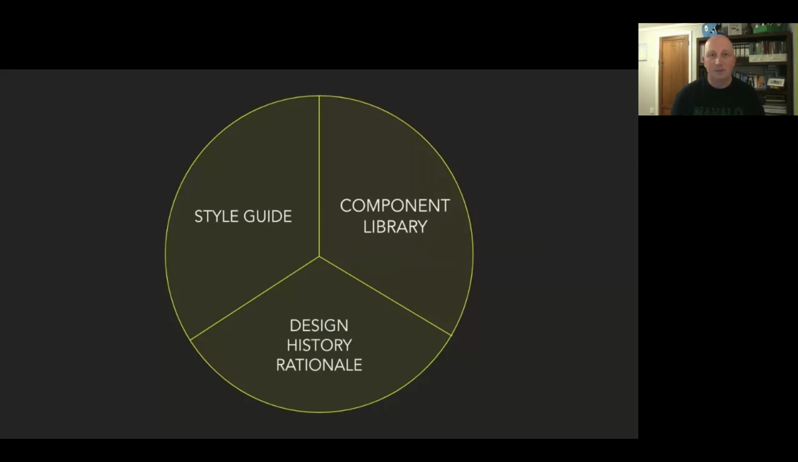But quite often, some people think of a design system in a different way. And if you have those differences, then expectations can be a lot different and you might not get what you want. Because some people only think of a design system as being that style guide and component library, and you don't have those decisions or links back to user testing that you might have in your design history rationale. So make sure that people are speaking the same language.